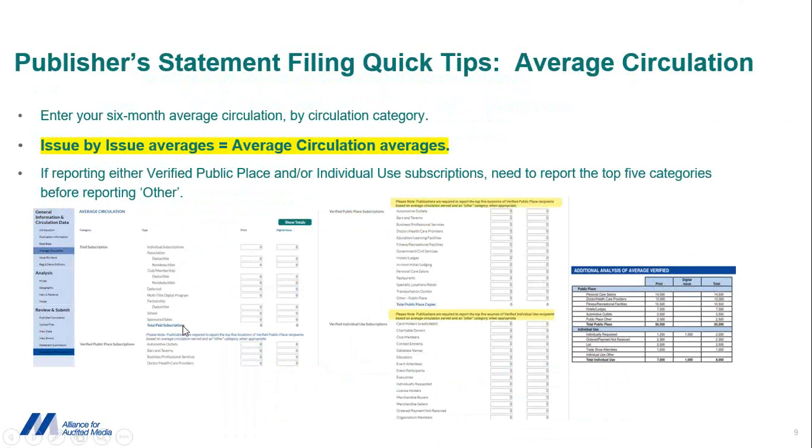sponsorship copies? Just to let you know, the filing tool is going to list all the possible categories. Doesn't mean you need to fill it all out. You just need to fill in the categories that are applicable to your publication. When you have verified distribution, you also need to put what type of verified distribution you have. Is it going to doctor's offices, healthcare, things of that nature? We do have an other category. You are more than welcome to use that other category.